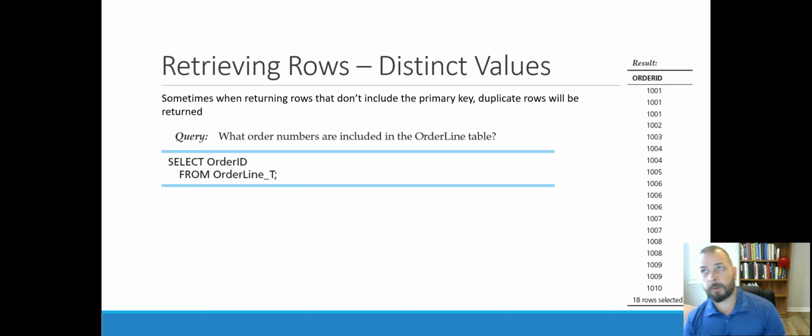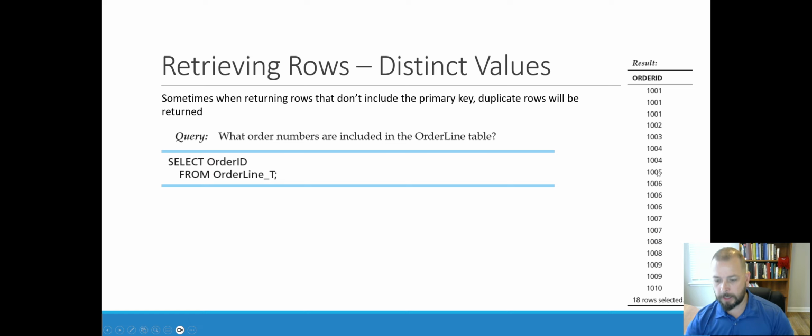Distinct values. We highlighted this a little bit last time, but sometimes when returning rows that don't include primary keys, we will end up getting duplicate rows in our result. So in this case, if I'm looking for order numbers which are in the order line table, I might select the order ID from the order line table. So this should return everything in the order ID column.